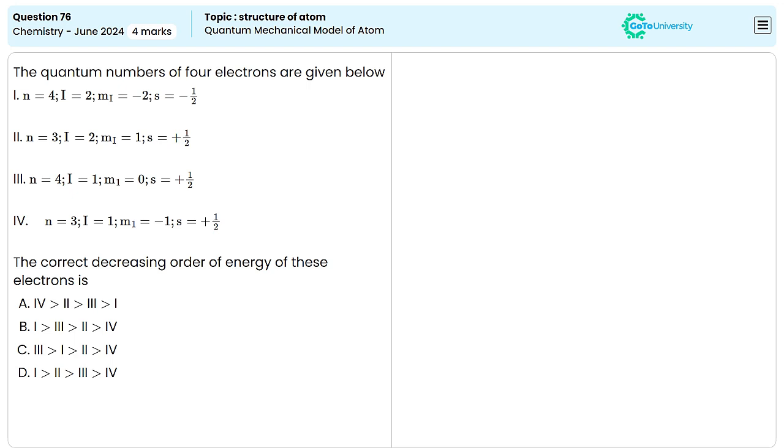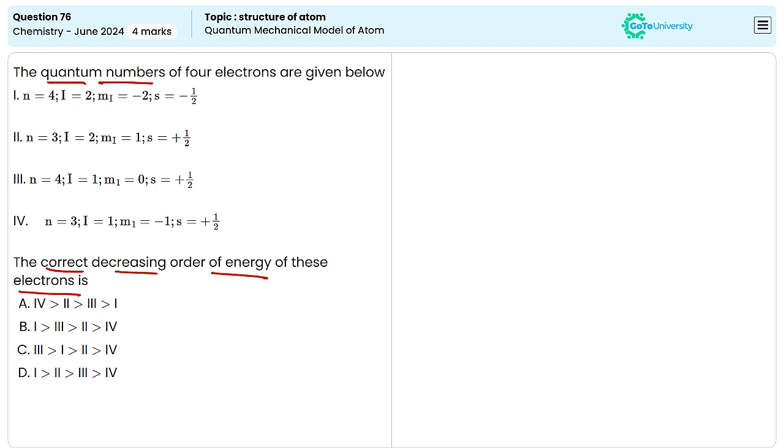In this question, different electrons are represented by using all the four quantum numbers. We have to identify the correct decreasing order of the energy of these electrons. First of all, let's find out the orbital in which these electrons are accommodated by using the quantum numbers.